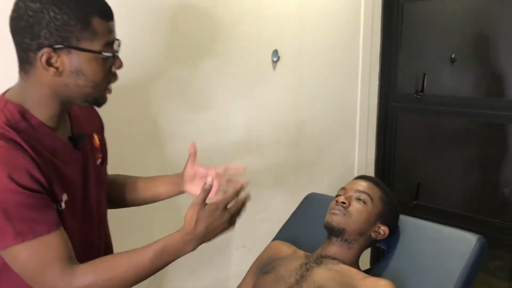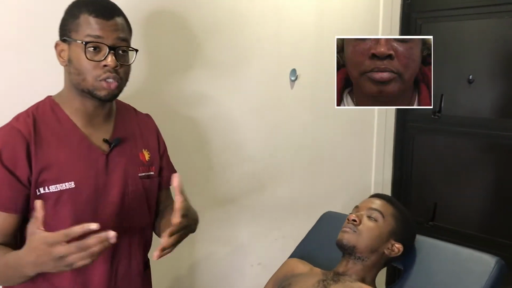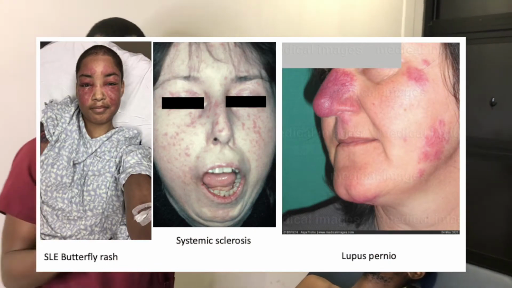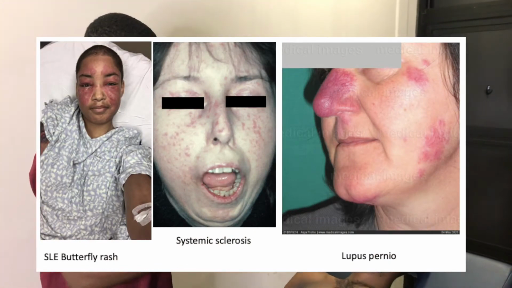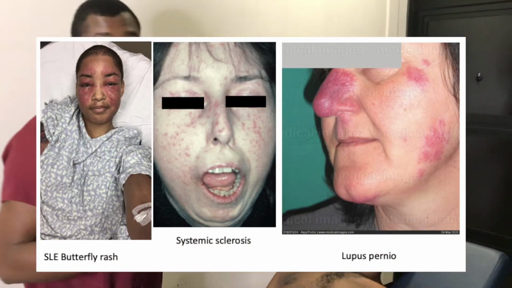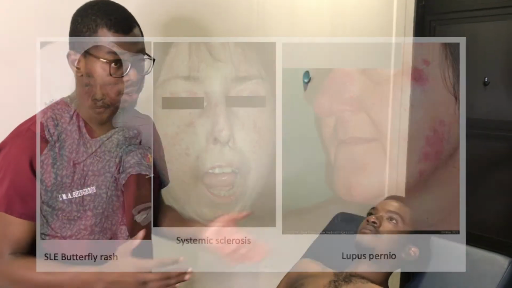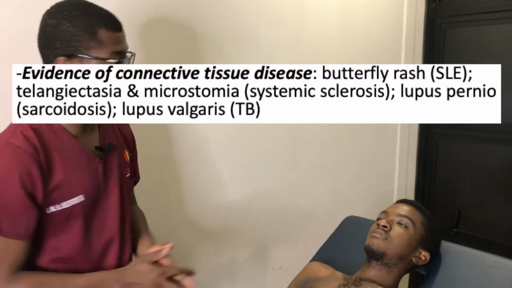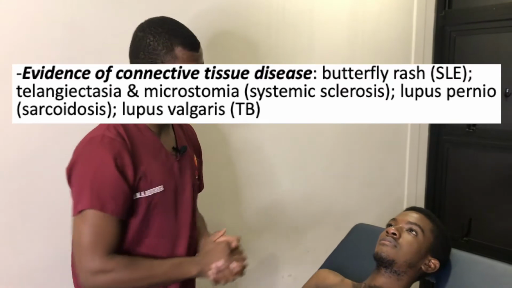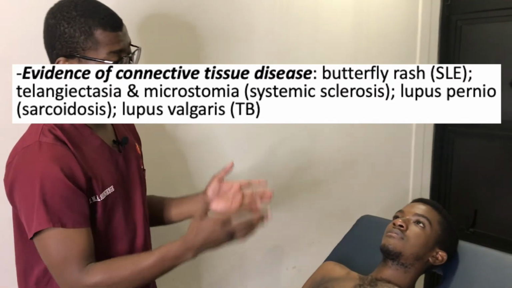And finally, you want to inspect the face. Are you seeing any features in keeping with connective tissue disease? Remember, a lot of connective tissue diseases have manifestation on the lungs, okay? You have lupus vulgaris, you see in TB, you have lupus pernio, you see in sarcoidosis, you can have a butterfly rash in keeping with your SLE, okay? Other microstomia and other features that may suggest connective tissue disease, which we do not see in this patient.